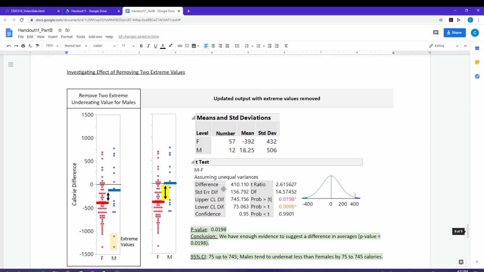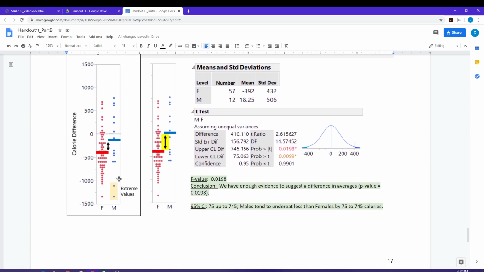Okay, some additional things here. What happens if we were to remove those 2 extreme values for the males? So if I remove these 2 here, what that's going to do is let this average bounce up a little bit or become free of being dragged down. That goes from about a minus 150 up to a positive 18. So those 2 observations right there are dragging that average down for those males.